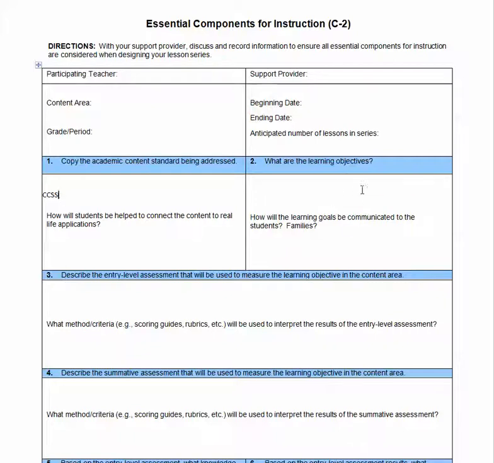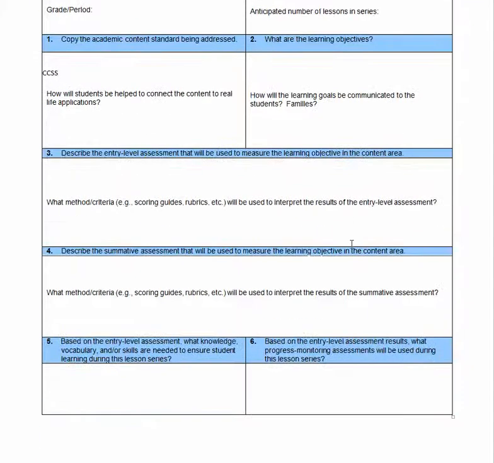The words that we want to stay away from here are "students will learn" or "students will understand." What are they going to be doing as they learn or as they understand? What will they be able to do by the end of your unit? So write your learning objectives here. And then, how are you going to communicate those goals to the students or to the families or both?